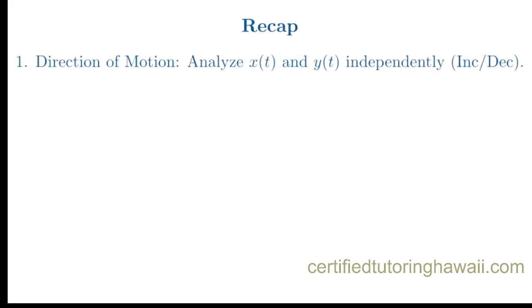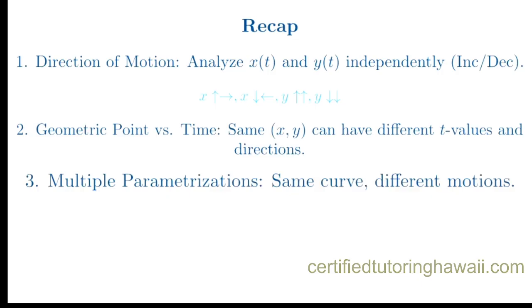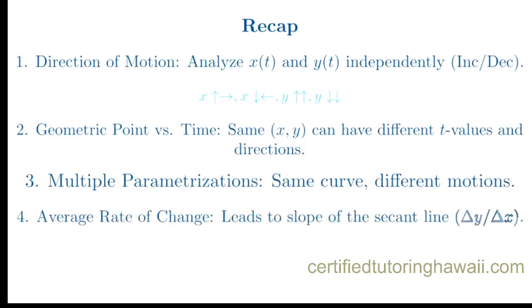Let's quickly recap what we've learned today. First, we learned how to analyze the direction of motion by looking at the x and y components independently. Increasing x means right, decreasing x means left, increasing y means up, and decreasing y means down. Second, we saw that the direction can change at a single point if the curve crosses itself. The parameter t provides the crucial context of time and direction. Third, we established that there are many ways to parametrize the same curve, leading to different motions on that path. And finally, we connected the average rates of change for x and y to the slope of the secant line connecting 2 points on the curve.